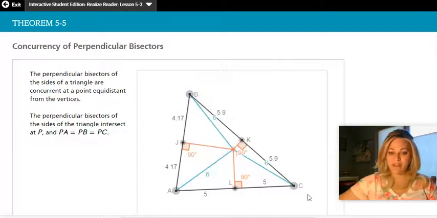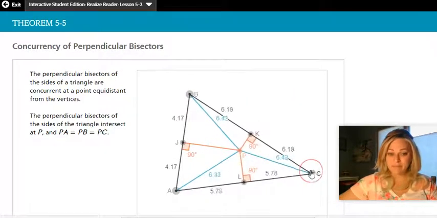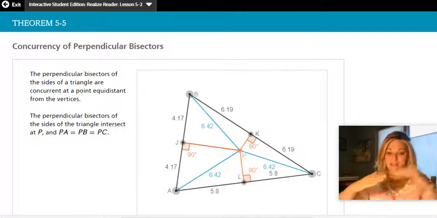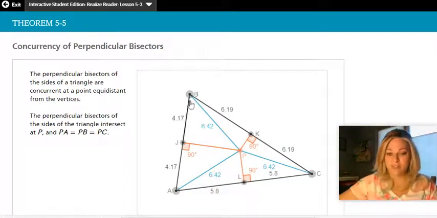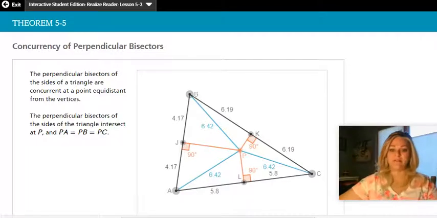So no matter how I move this triangle and manipulate it, these blue lines are always going to be the same, because the perpendicular bisectors come together and they create a point equidistant from each of the vertices, the corners of the triangle.